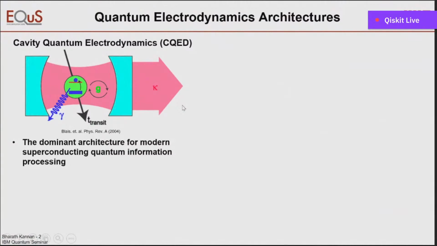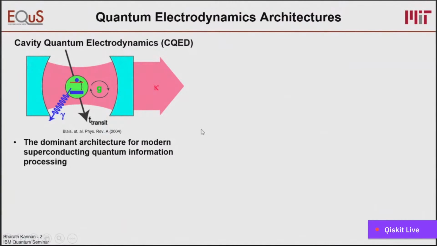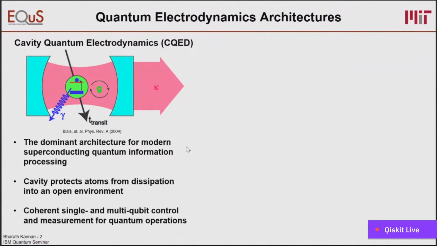And this has truly become the dominant architecture for modern superconducting quantum information processing, but also in other modalities as well, for a wide variety of reasons. A couple would be, first, that the cavity acts as a protection against dissipation into the open environment to which the cavity is coupled. And additionally, we're able to use this cavity QED architecture for coherent single- and multi-qubit quantum operations, as well as quantum measurements of the qubit or atom. Putting all of these pieces together, you have the recipe for potentially successfully implementing quantum information processing.